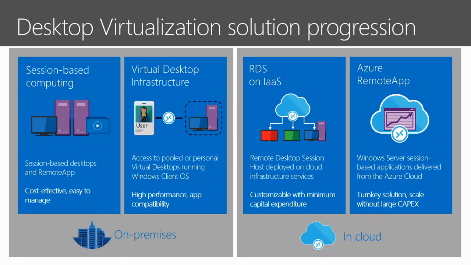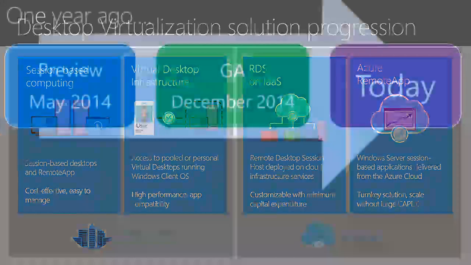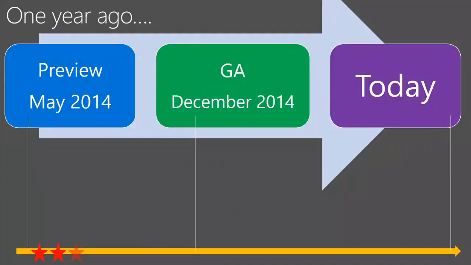So now RDS and IaaS, so running the infrastructure in the cloud, running your session-based desktops in the cloud, so server-based desktops in the cloud. And then finally, Azure RemoteApp. Azure RemoteApp is a complete service that's very straightforward to use, that enables your users to use these Windows-based applications across a variety of devices. A year ago, we announced this in preview. We GA'd in December. And all these dots are blips along the way of what's been added.